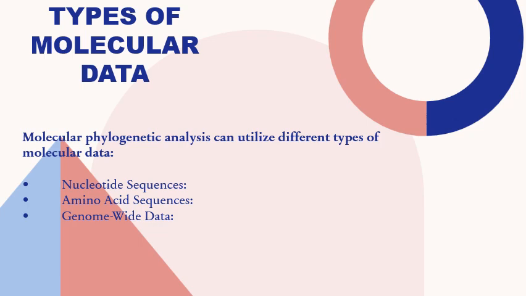So molecular phylogenetic analysis can utilize different types of molecular data. Number one, we have our nucleotide sequences. DNA or RNA sequences, including coding regions or non-coding regions. We have our amino acid sequences. Proteins can also be used for phylogenetic analysis, especially when coding regions are conserved. Lastly, we have our genome-wide data. Whole genome sequences provide a comprehensive view of an organism's genetic makeup and can reveal more complex evolutionary relationships.